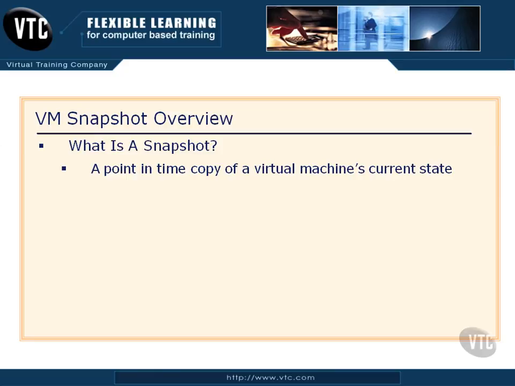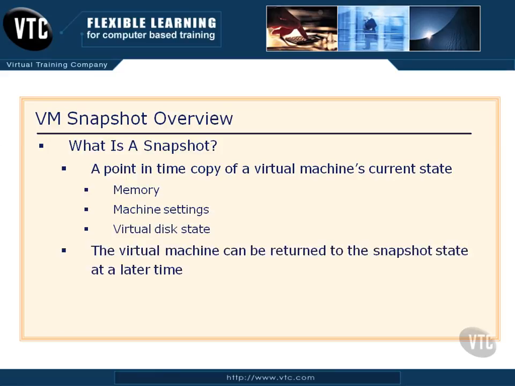A snapshot is a point-in-time copy of a virtual machine's current state. That means whatever's in memory at the time you take the snapshot, any of the machine settings, and then the virtual disk state. All of these are taken as a snapshot and saved out in various files, and the virtual machine can then be returned later to the snapshot state.